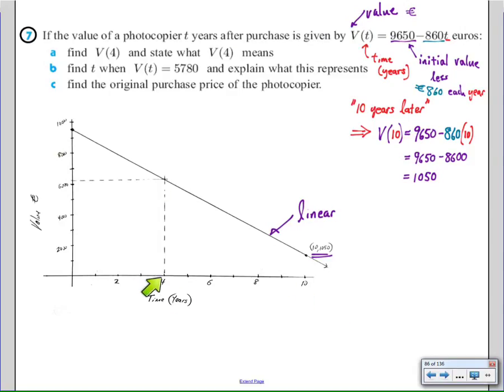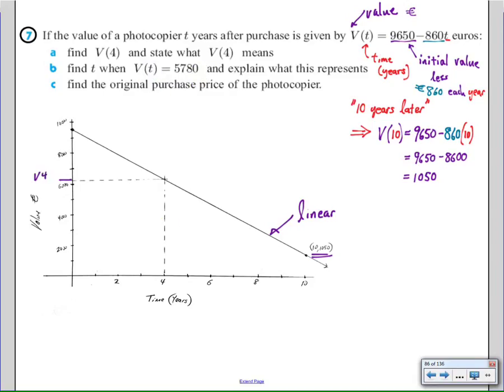Now, as you can see, using a ruler and very carefully, I find out when t equals 4. I follow that up to the equation, and I go over, and I can see that more than 6,000 is going to be my value after 4 years. So I look at part A.